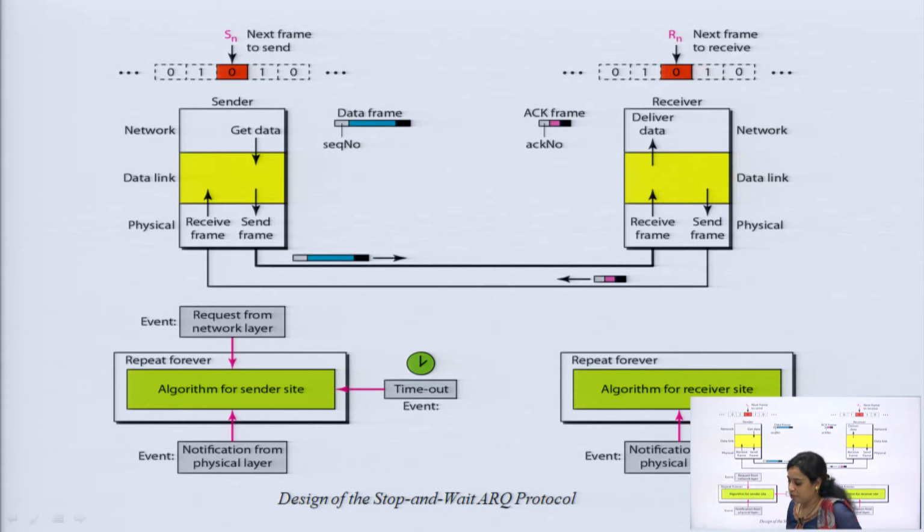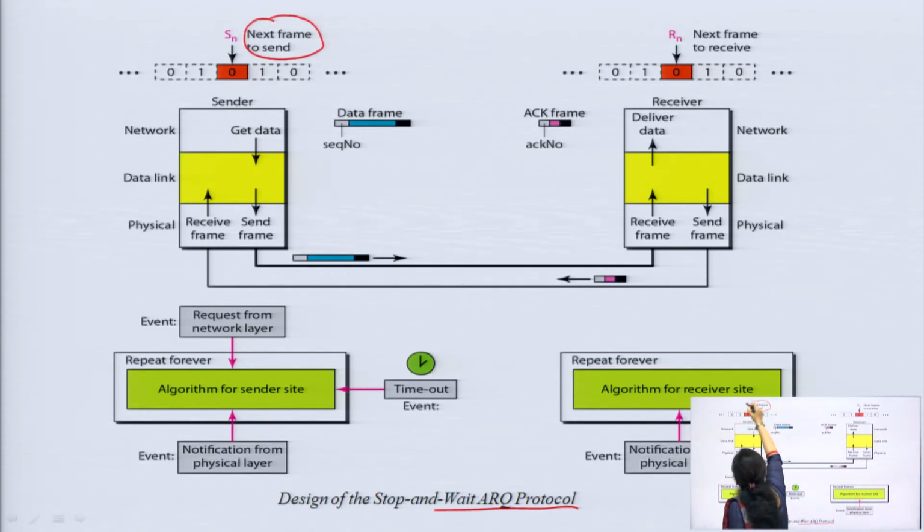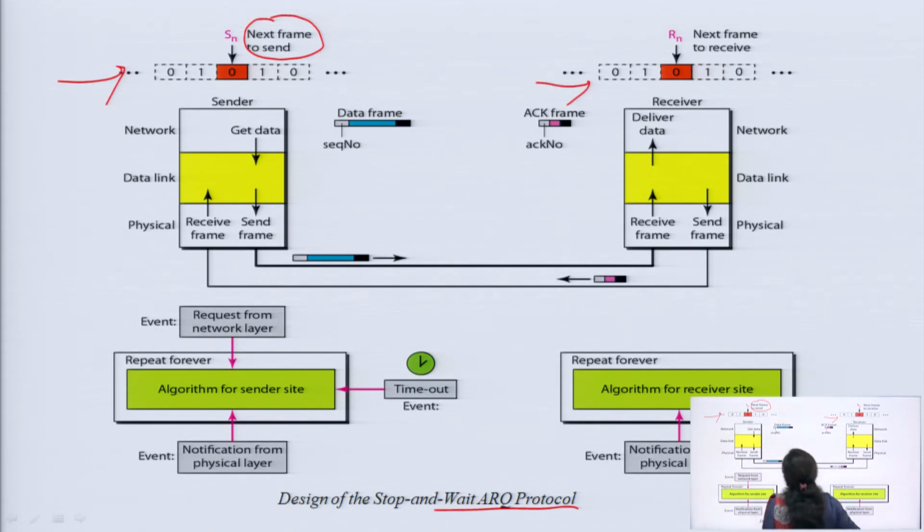Now, next is the design of the stop and wait ARQ protocol. This is a part of the noisy channel. Till now, we have discussed two types of protocol which are part of the noiseless channel: the simplest protocol, and next the stop and wait protocol. Now, in this diagram, which is the stop and wait ARQ protocol, you can see the next frame to send. A frame has been generated over here and a frame will be generated over here. This is the next frame that you have to send and this is the next frame that you have to receive, that has to match together.